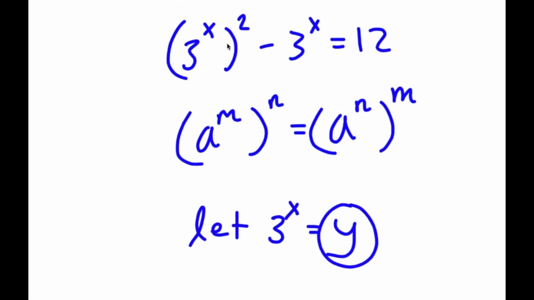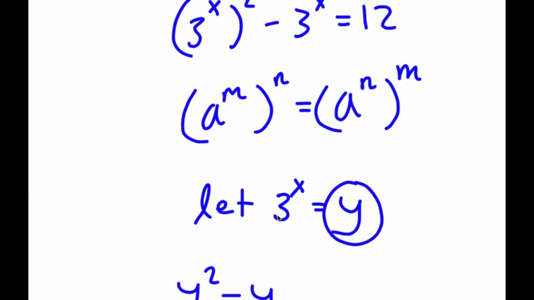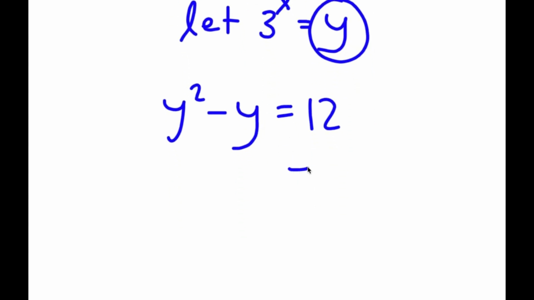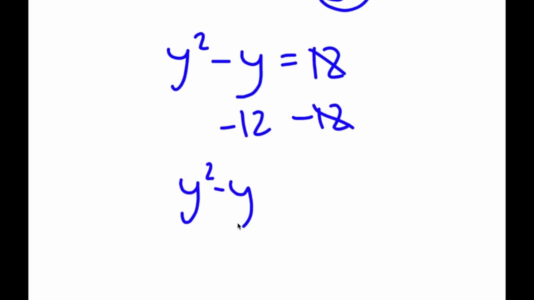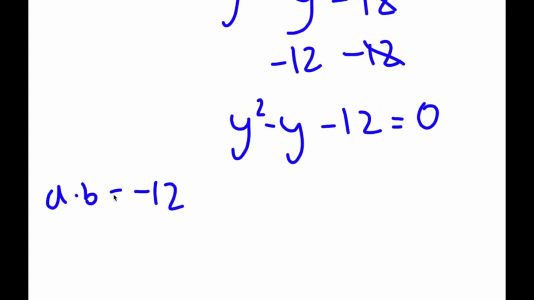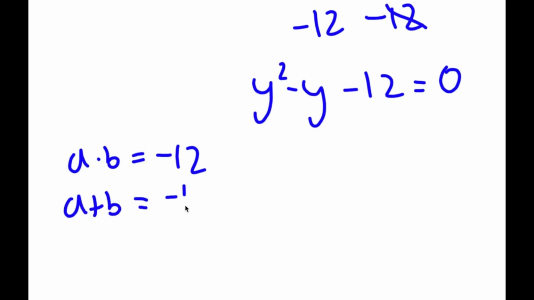So now if I substitute in y for 3 to the power of x, I get y squared minus y is equal to 12. Now I'm going to subtract 12 on both sides, so these two cancel out, and I get y squared minus y minus 12 is equal to 0. To factor this, we have to find which two numbers multiply to get negative 12. So a times b is equal to negative 12, and a plus b is equal to negative 1.